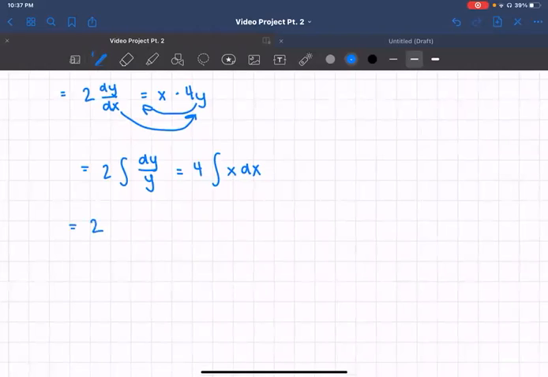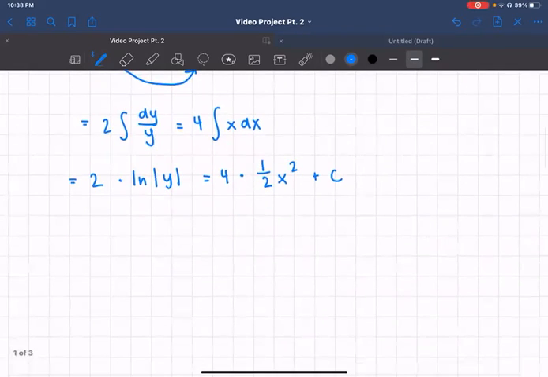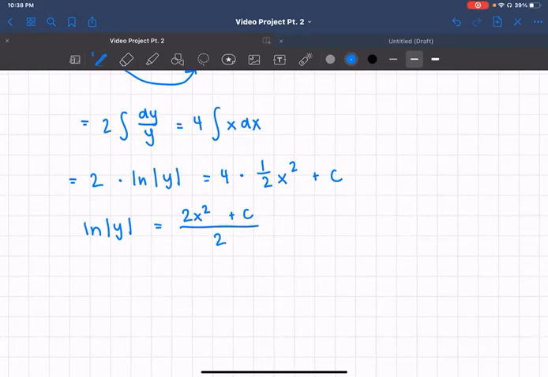which is going to equal 2 times ln of y equals 4 times 1/2 x squared, and then plus c. So ln of y is equal to 2x squared plus c, and then we're going to move that 2 under here, so divided by 2. And then ln of y is going to equal x squared plus c over 2.